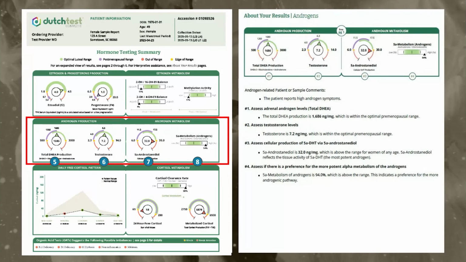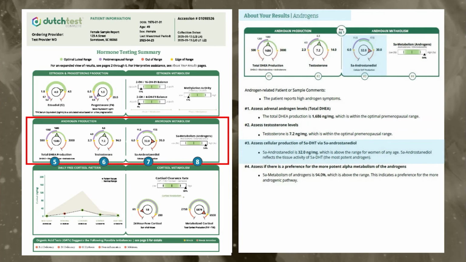This comment section similarly pulls the data from the summary page and will comment in simple language if the patient has self-reported symptoms of high or low androgens or is using androgen therapies. You'll find those reported here within the comments. And then we go right into those findings. First, we assess total DHEA production, which is in the normal range. Next, we look at the testosterone level, also in the normal green range for a cycling female.